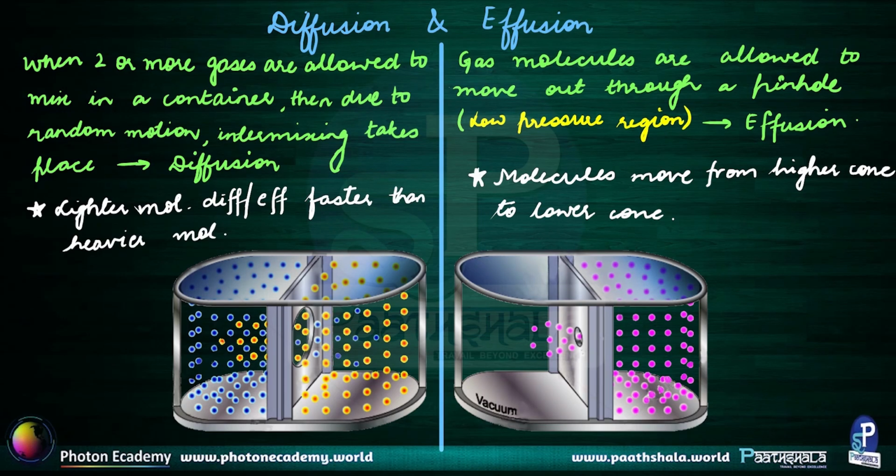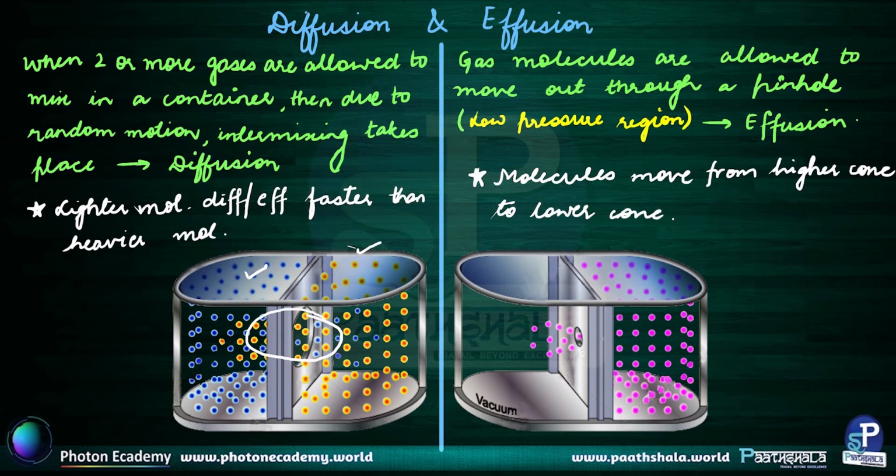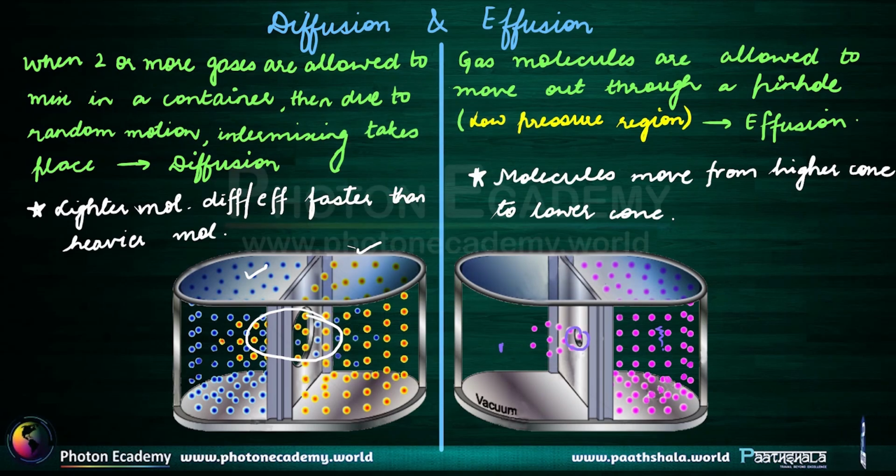Now, if we look at the figure, we can observe that in diffusion, we have these orange molecules on the right hand side and these blue molecules on the left hand side. Diffusion is when both of them are intermixing, like you can see in this region. And this intermixing happens because of random motion of the molecules. And similarly, in effusion, we can see that we have a pinhole here and the molecules are traveling from their region of higher concentration to their region of lower concentration, right? The motion is in this manner, and this is known as effusion.